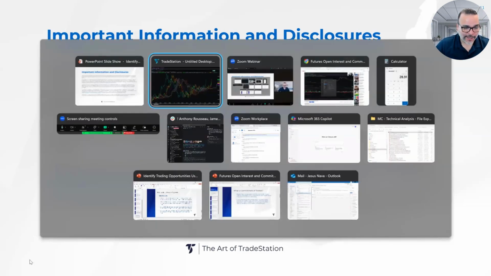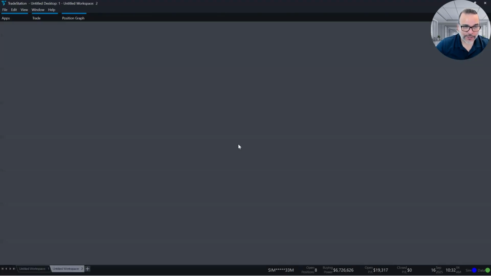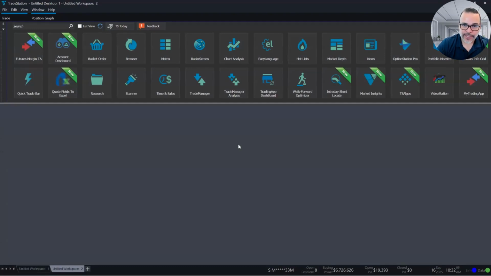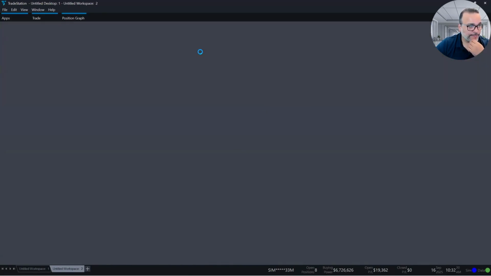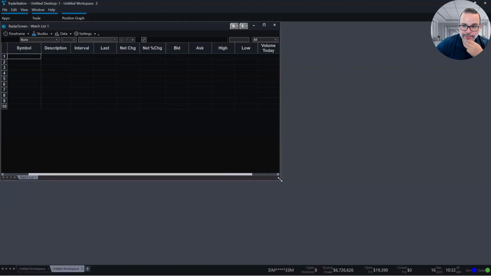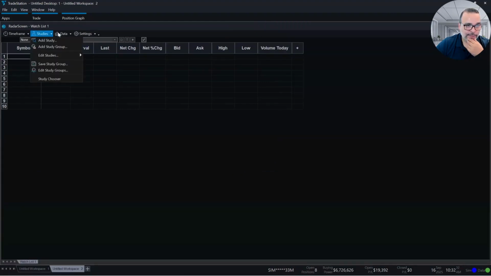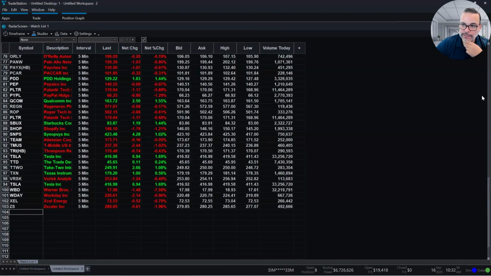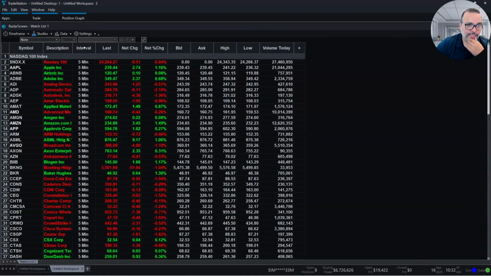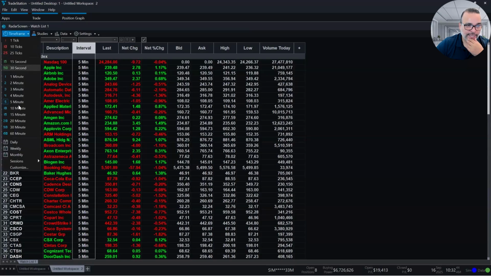If I go back here to my TradeStation, one thing that I wanted to show you is that you can use the Ichimoku Cloud also in RadarScreen to do some filtering and some analysis on a portfolio of symbols. If I go over here to my RadarScreen, let me just open it up quick. All right. For my RadarScreen, I'm going to add a list of symbols. Let me go here with the NASDAQ 100. All right. Those are the 100 symbols of the NASDAQ. Let me change the interval. I'm going to change that interval to daily.